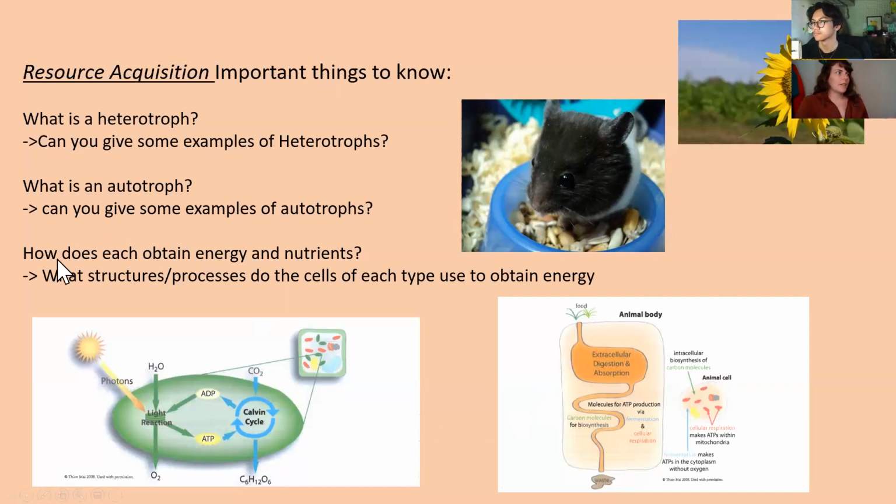So this kind of leads into the next question: how does each heterotroph and autotroph obtain energy and nutrients, and what structures and processes do the cells of each type use to obtain energy? So they talked about, in the pre-lab, photosynthesis and then also digestion as two different processes that heterotrophs or autotrophs will use to get energy from the things that they consume, be it solar energy or little nuts like the mouse on this screen is eating.